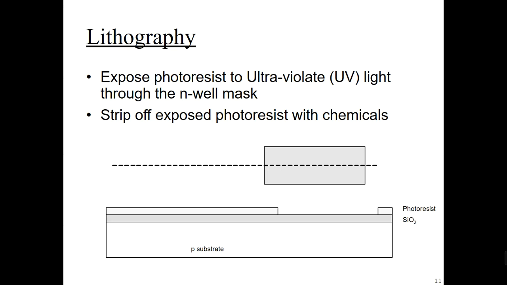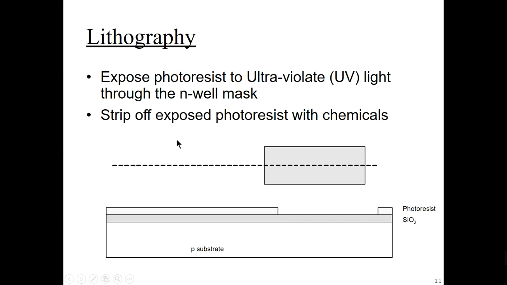Coming to the fourth step, we pass some UV light. Expose the photoresist to ultraviolet light through the N-well mask. Here the N-well mask is used where we want to place the N-well. See, this is the mask, and I want to place the N-well here. That's why we use the mask here.